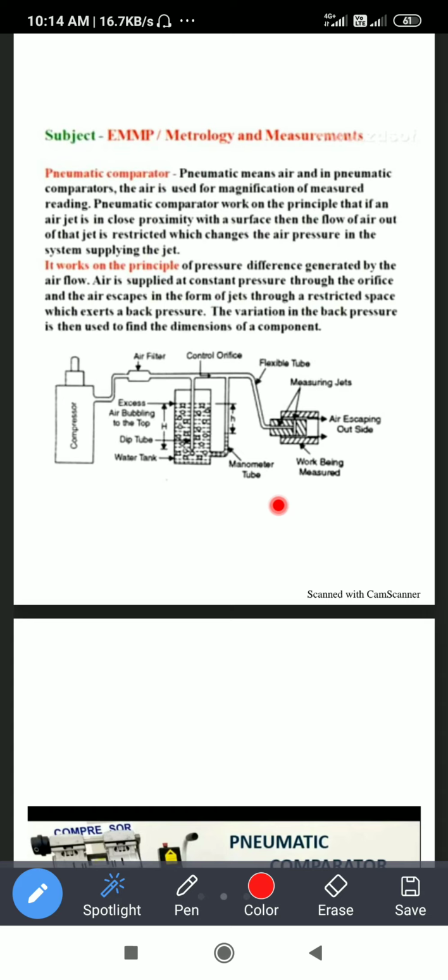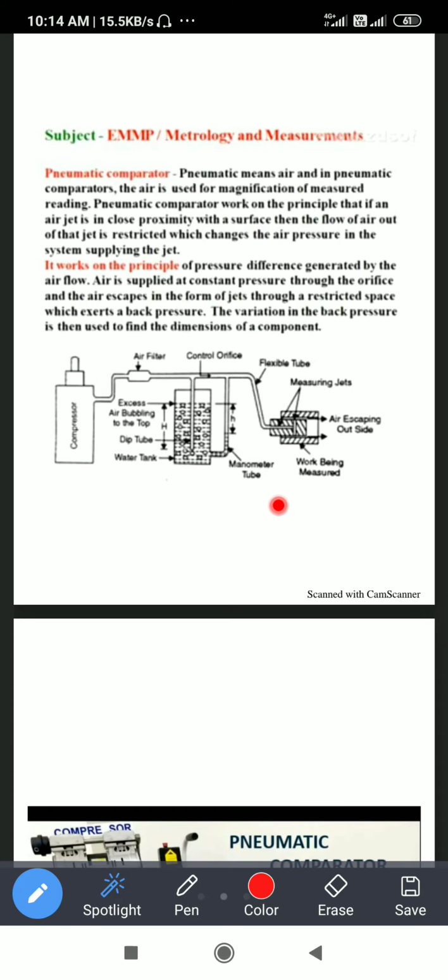The same phenomenon works in the pneumatic air comparator, where the air is restricted and it is not moving forward. If it is stopped over there, it will reverse back, come back. This is how the pneumatic comparator works. We will see the working and the inspection method with the job in the diagram, which I will explain.